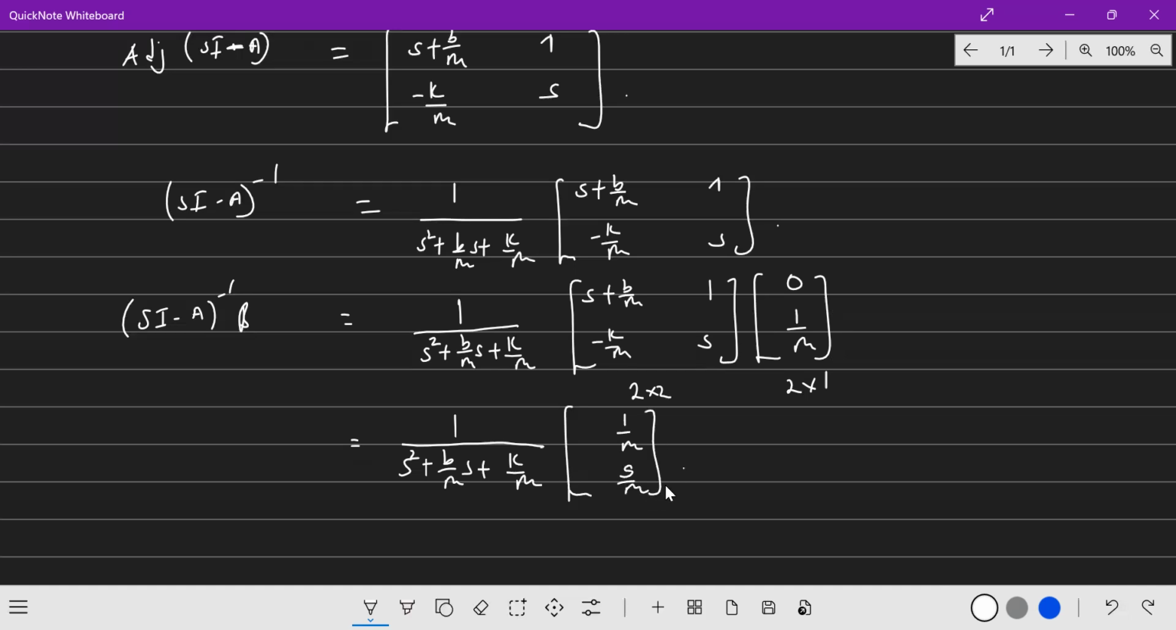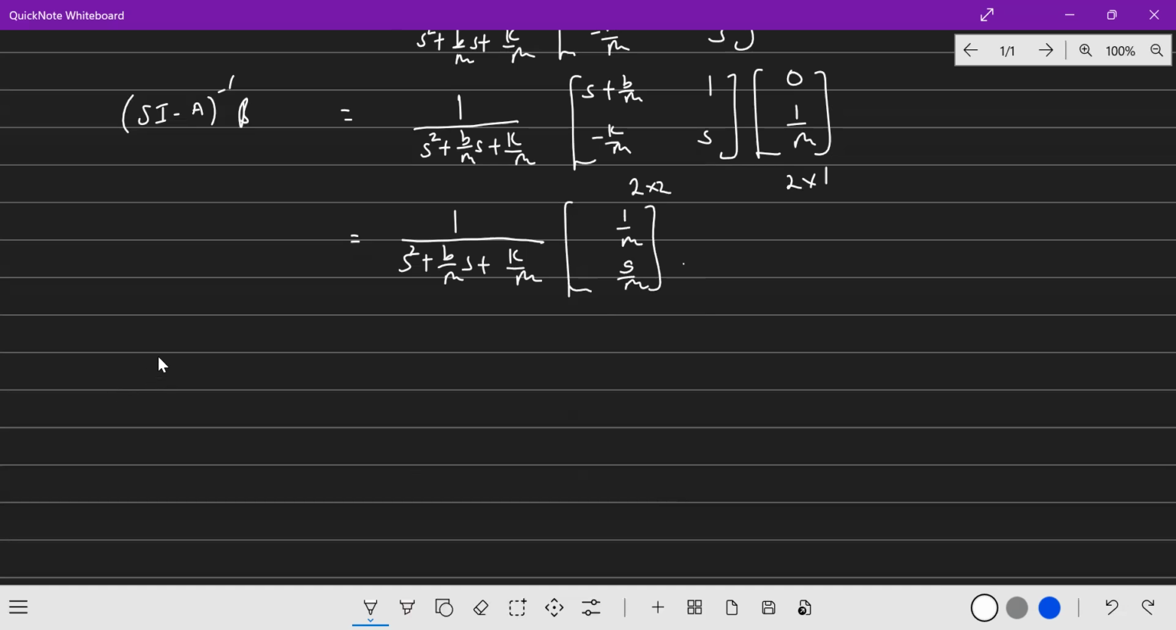Okay, and then now we are going to include C, right? So this guy multiplied by C. This determinant thing, you can just keep it for now: S squared plus B over M, S plus K over M. Now include your matrix C. Remember matrix C is simply 1, 0, right? And then we still have this matrix, 1 over M, and then S over M, right?